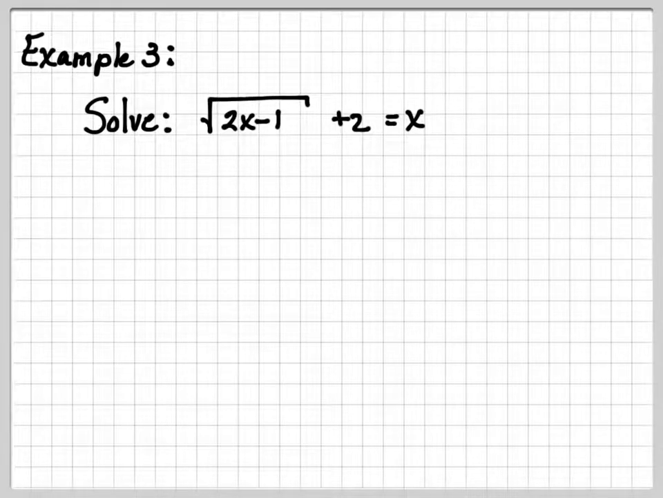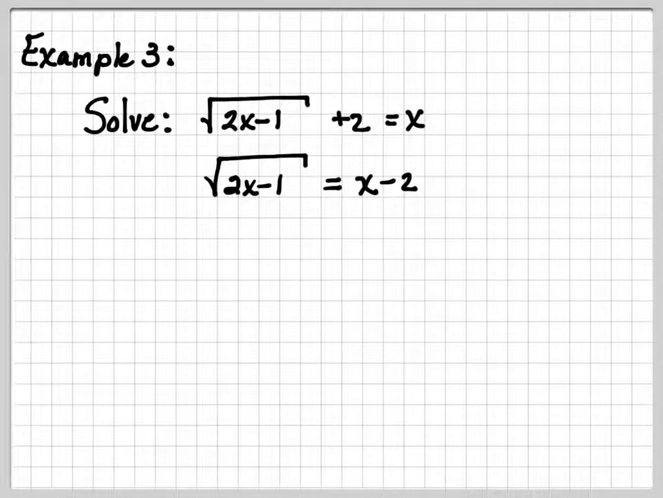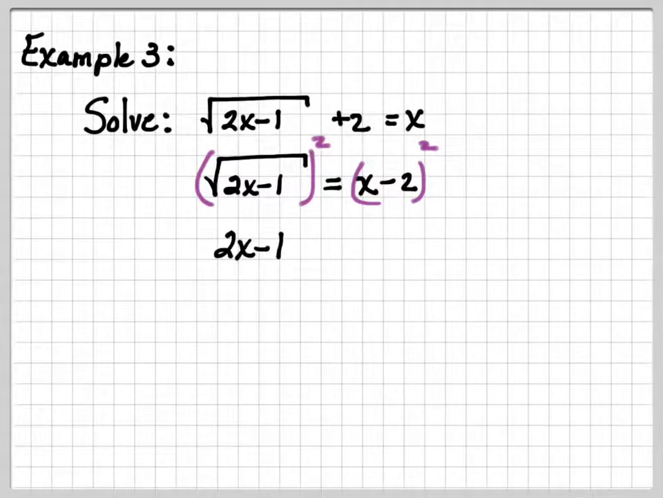Solve square root of 2x minus 1 plus 2 equals x. So the first thing we're going to do is move the 2 to the other side. So we'll have square root of 2x minus 1 equals x minus 2. Easy enough. Now, I've got the radical all by itself, and it's a square root, so I'm going to square both sides. When I square a square root, I just take the square root sign off. And when we do this, it's square the first term, x squared, multiply the two terms together and double them, so that'd be minus 4x, and square the last term, plus 4.